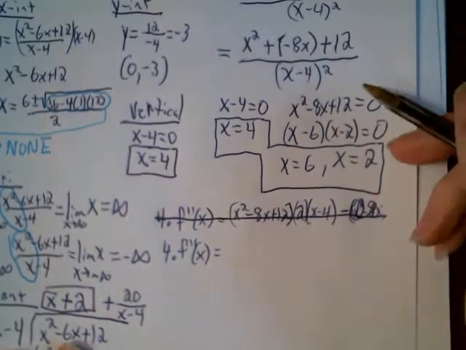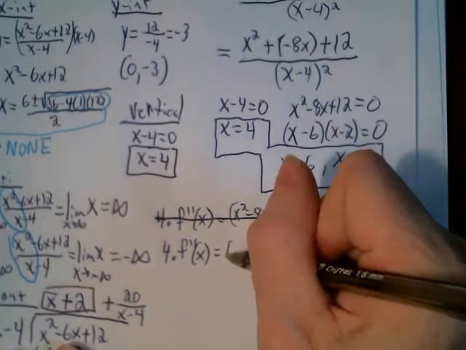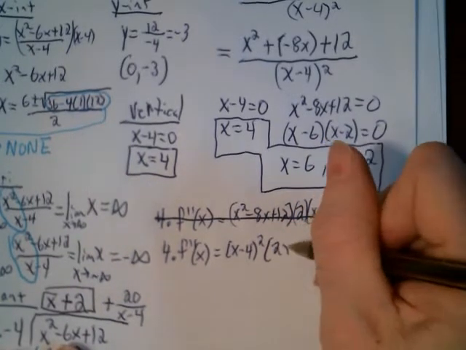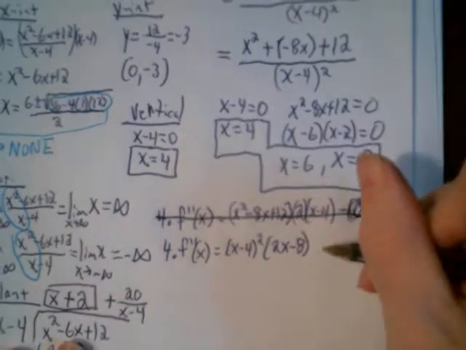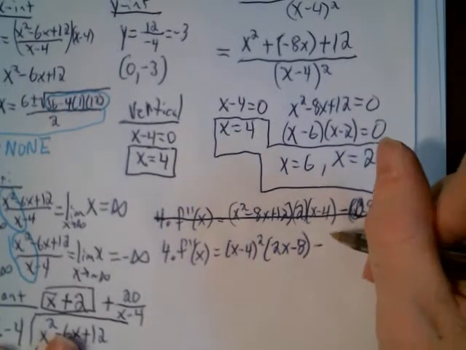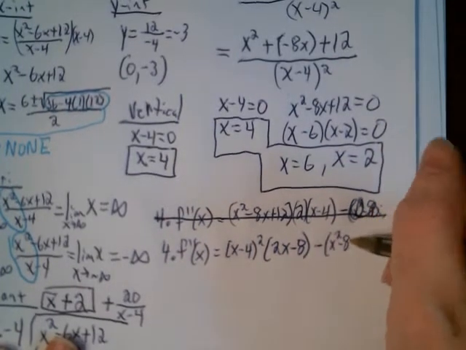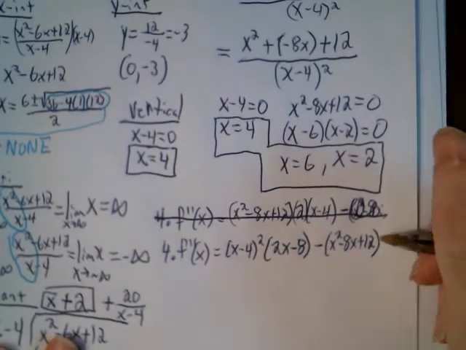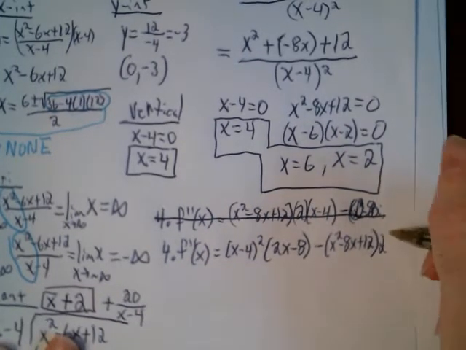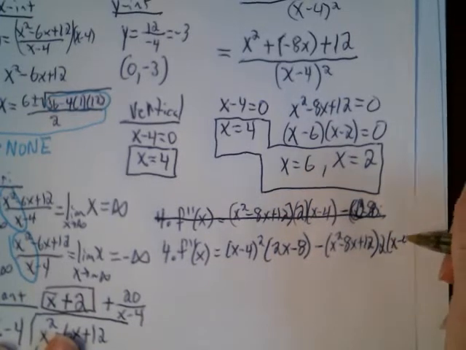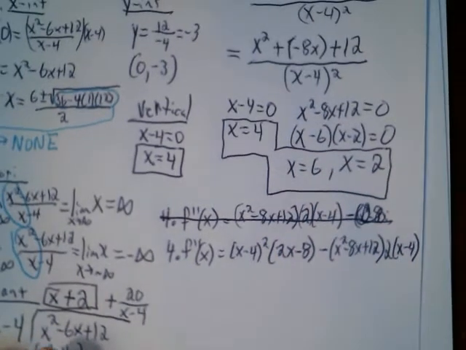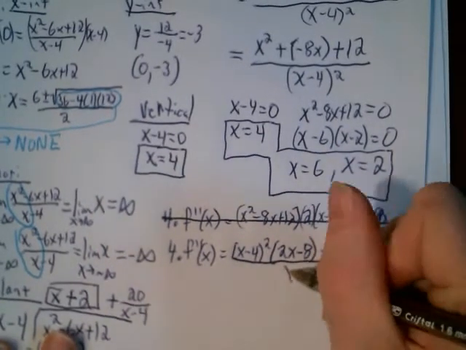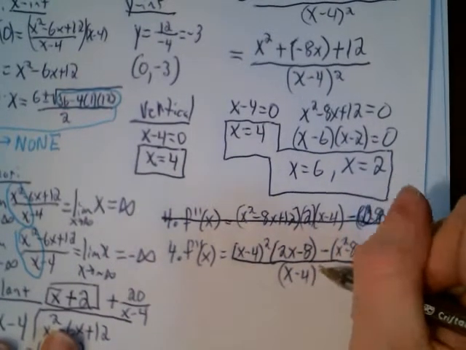Okay, so f double prime, low d high. So I have x minus 4 squared times the derivative of the high, which is 2x minus 8, minus high, so x squared minus 8x plus 12 times the derivative of the low. So you get power rule, 2 times x minus 4 times the derivative of x minus 4, which is 1, so thankfully I don't have anything to do there. All over x minus 4 squared.